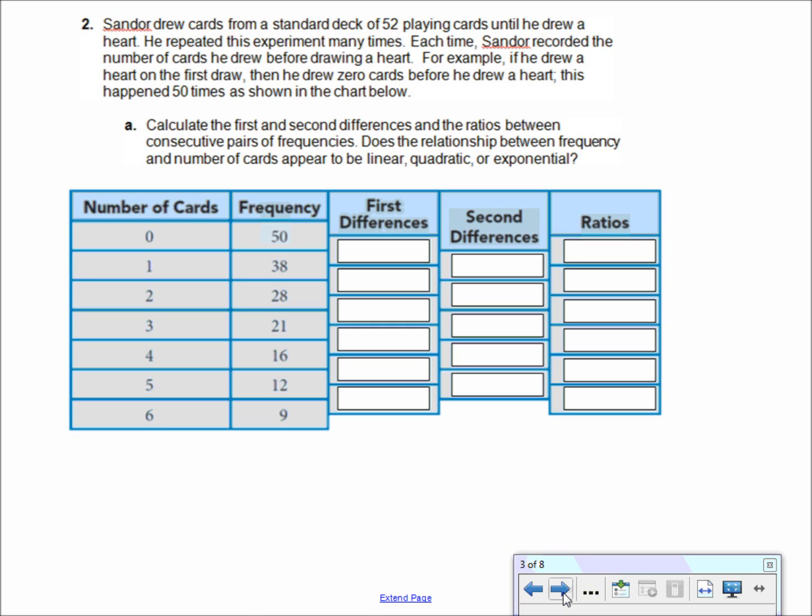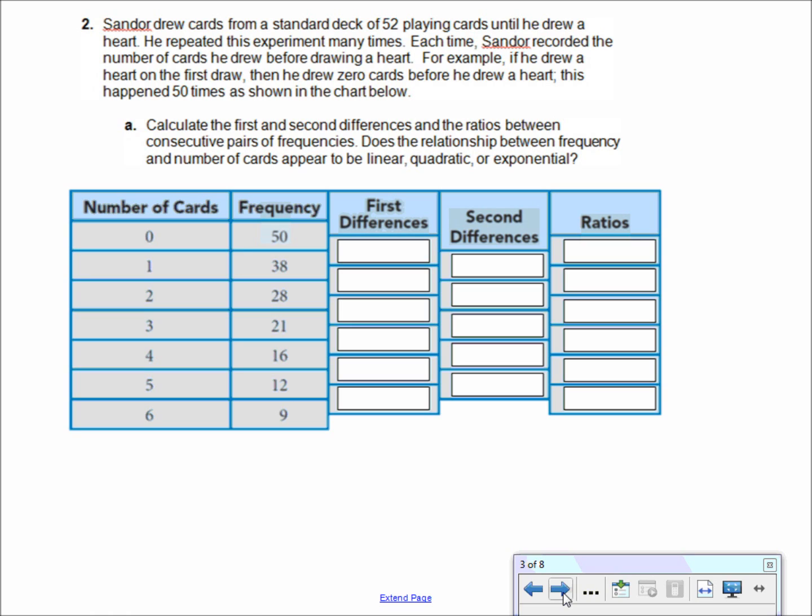Okay, so they created a frequency chart. Alright, but basically all he's doing is he was drawing cards out of a deck. He was counting how many cards he had to draw before he actually got a heart. Then what they did is they sort of did a chart and say, how many times did he get the heart the first time? Well, got that 50 times. How many times did he have to draw 1 card before he got a heart? Well, that happened 30, and so on, okay? So they just created this frequency chart based on what actually ended up happening as he was doing this experiment.